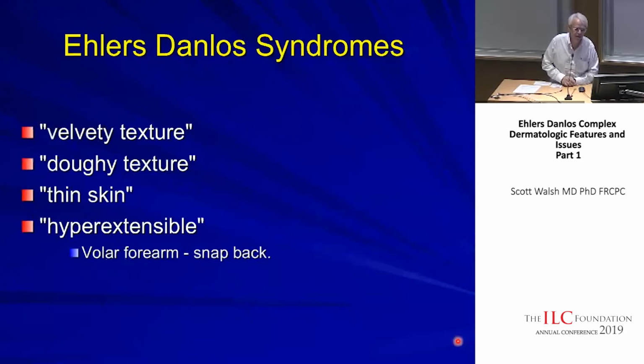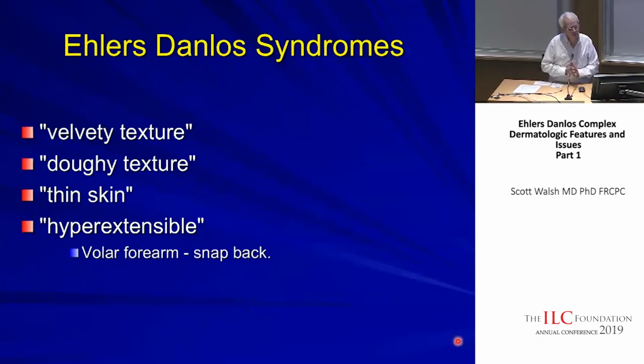Ehlers-Danlos Syndrome skin in different types of Ehlers-Danlos has been described in different ways: a velvety texture, a doughy texture, and this is more dermatosparaxis type, thin skin, like what you might see in vascular type, and hyperextensible skin, like you would see in classic type and its variants.